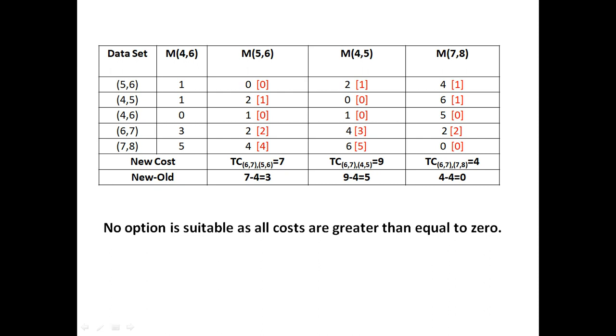So what does this cost indicate? This cost indicates that instead of (6, 7), if we use (5, 6), we are getting a cost of 7.